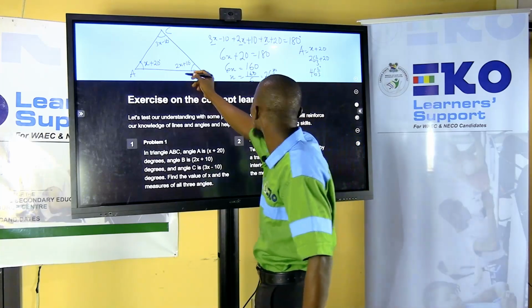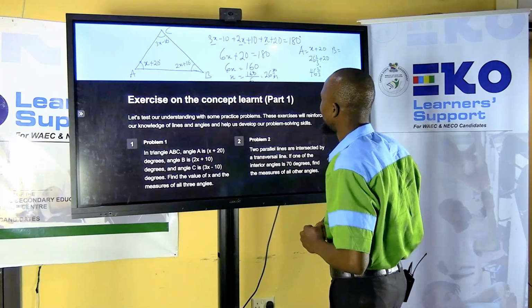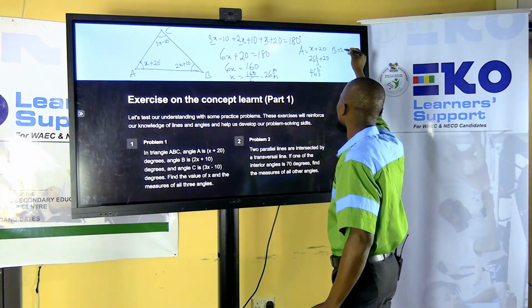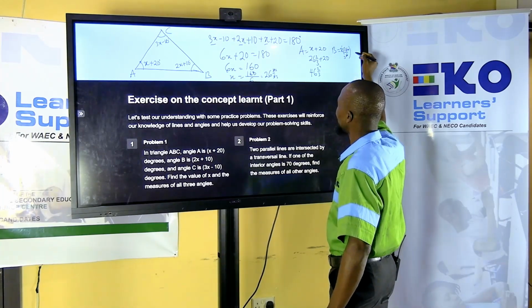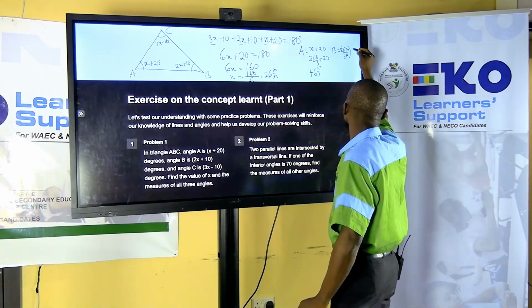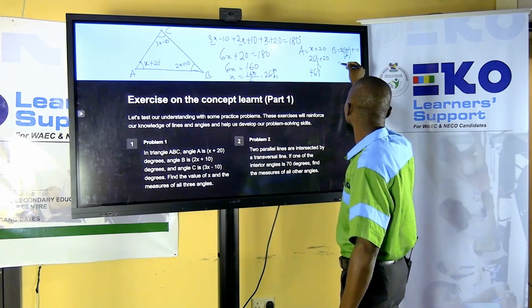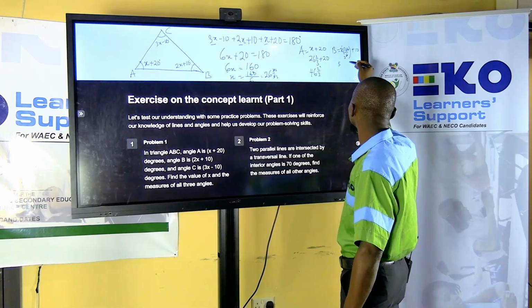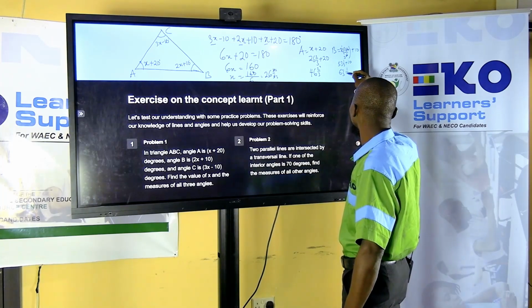Then the second one, angle B. That's 2x plus 10. 2 multiplied by 160 over 6. 2 here 1, 2 here 3. So that is 160 over 3, plus 10. If you divide, 3 times 5 is 15, remainder 1, so that is 53 and 1 over 3, plus 10. That will give us 63 and 1 over 3 degrees.